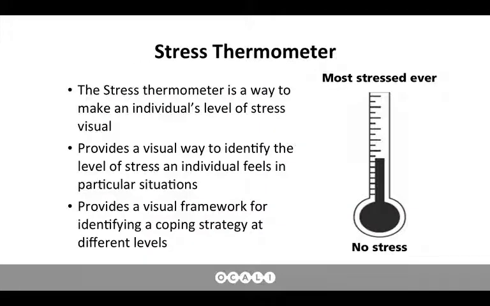The stress thermometer can help make the very real but abstract idea of stress visual. It conveys the idea that there are different levels of stress between no stress and most stressed ever, an important concept for individuals with ASD to learn and understand. A stress thermometer tells us how individuals with ASD may be thinking differently about certain situations and how those situations are affecting them. What seems little to us may actually feel very stressful to them.